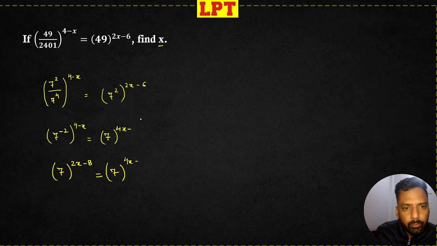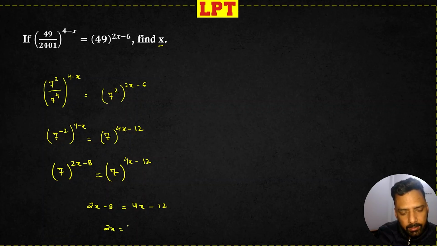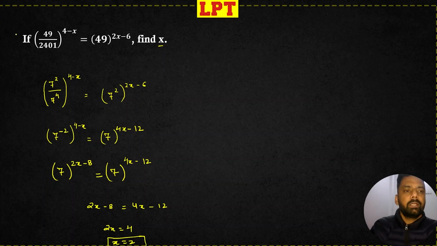Should be 2 2s are 4, minus 12, 4x minus 12. So I have to compare 2x minus 8 is equal to 4x minus 12. 4x minus 2x, it will be 2x. It is 4, so x comes out to be 2. Right? Correct answer is 2. While doing the simplification, we need to pay a little attention to the calculation, because if a mistake happens at one place, you won't be able to predict it till the last.